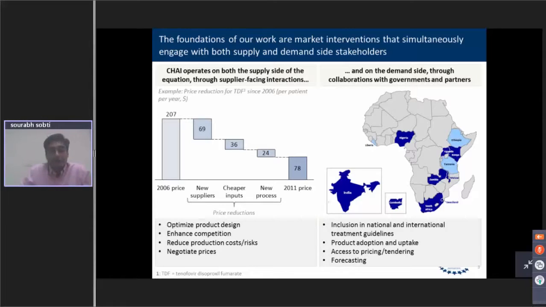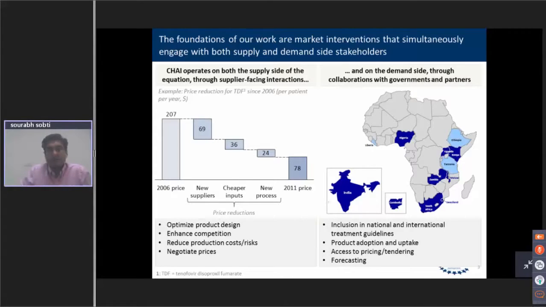CHAI used a multi-pronged strategy where we worked on engaging and encouraging new suppliers to enter. We worked on optimizing the process. We had process chemists who looked at developing a more economical and more viable manufacturing process. And we looked at aggregating demand. All those various factors played a huge role in bringing the price down from $207 per patient per year to $78 per patient per year.